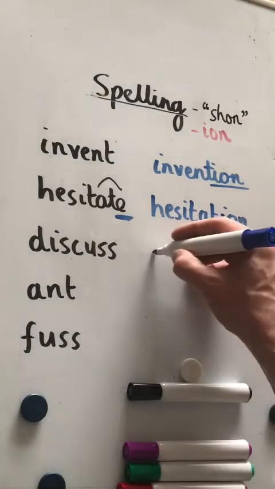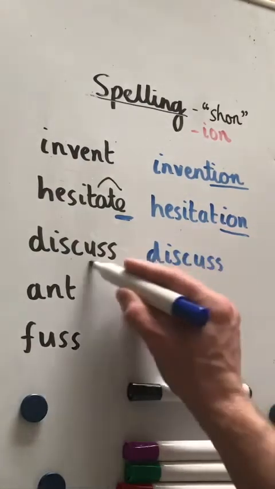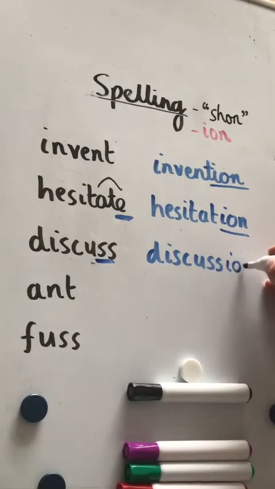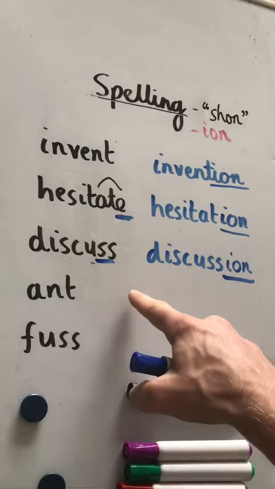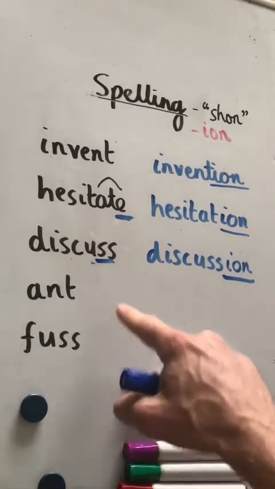Discuss. This one stays the same. So you've still got the double S on the end and you add the I-O-N onto the end. It's already done for you, so you can just add the I-O-N on the end. Now, I've deliberately put these two in because these don't work.